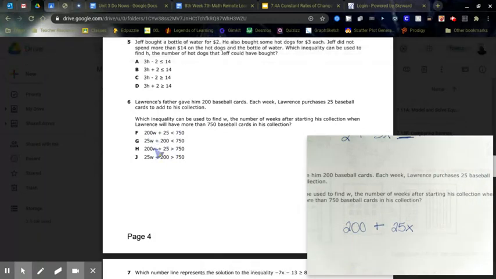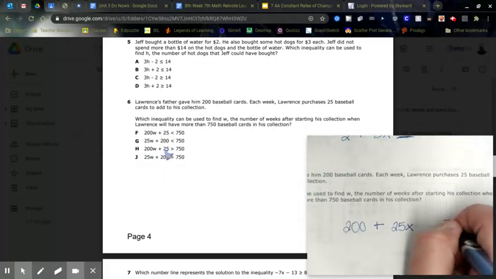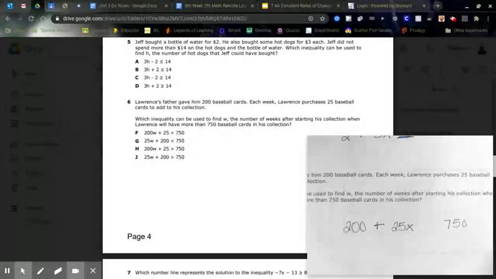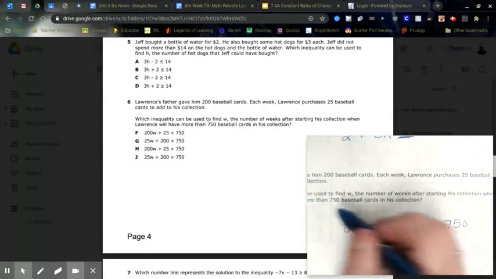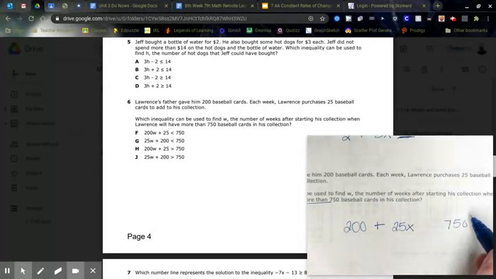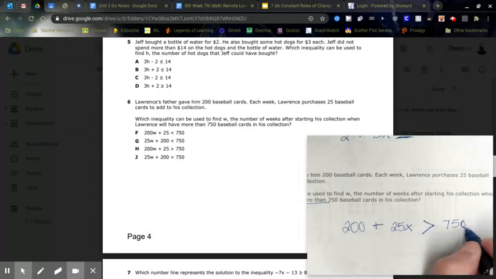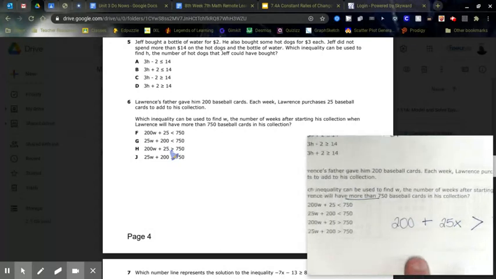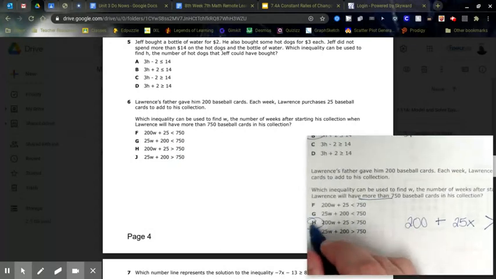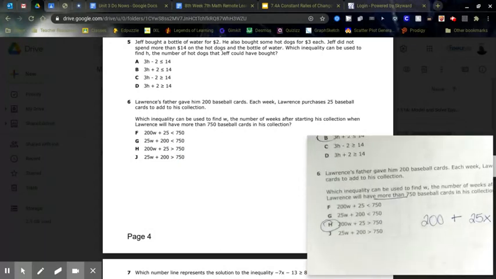So it's F or H. Okay, so let's see if it's going to be less than or greater than. We want to find out after starting his collection when Lawrence will have more than 750 cards. So more than means I want what I'm collecting to be bigger than 750. So we want a greater than symbol. So that's going to be H. Okay, it's going to be H.